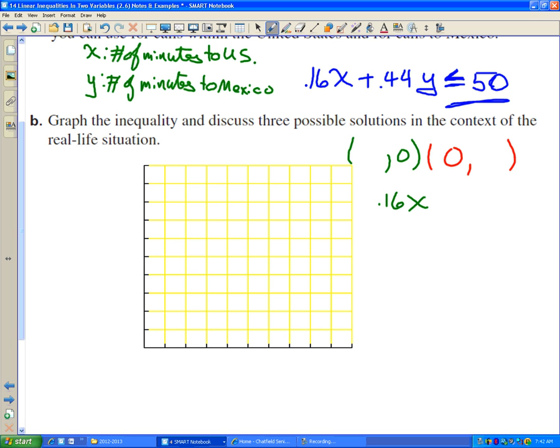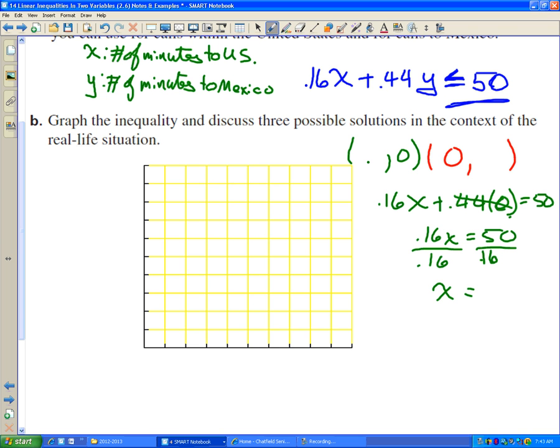0.16x plus 0.44 times 0 is less than or equal to 50. Again, when I'm solving this, I can just use equal because I want one point. So this is 0, this goes away. 0.16x is equal to 50. Divide both sides by 0.16.